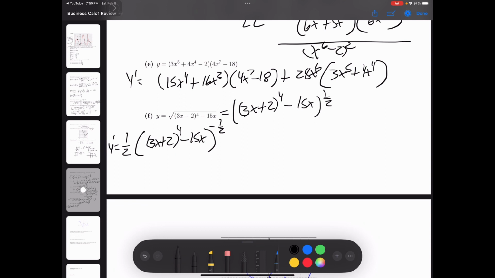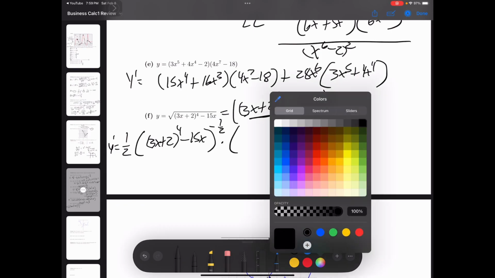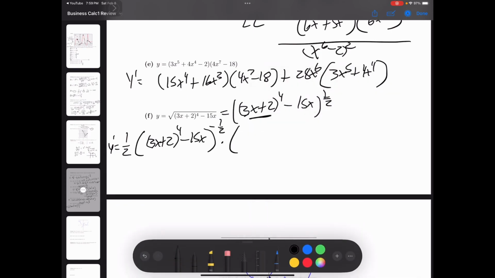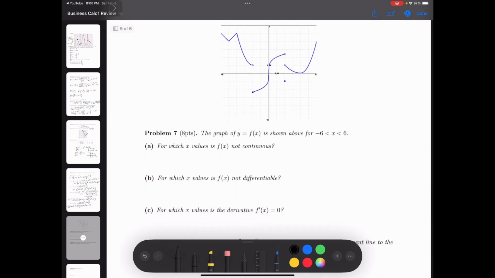And then this is going to be multiplied by the derivative of the inside. So I'm going to start some parentheses here. And the derivative of the inside, this first piece, we need to use the chain rule, which is again going to be the derivative of the outside, which is 4 times 3x plus 2 to the 3rd, times the derivative of the inside, which is just 3, minus 15. And that was the derivative of the inside, and that's our derivative. We got a nested chain rule in this one. Cool.